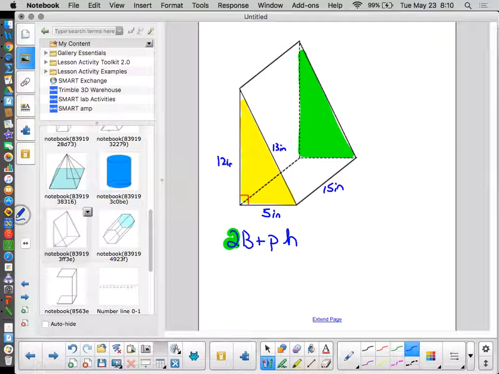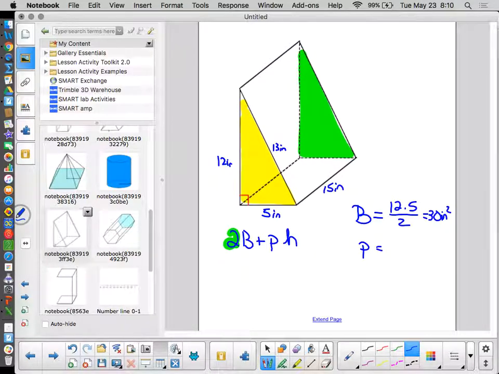So in this case, it's a right triangle, which means the base and height are the 2 legs. So this base area, I'm going to do a little side problem here, is 12 times 5 divided by 2, or 30 inches squared. Right? Do that off to the side. Calculate that number separately. What's the perimeter of my base?